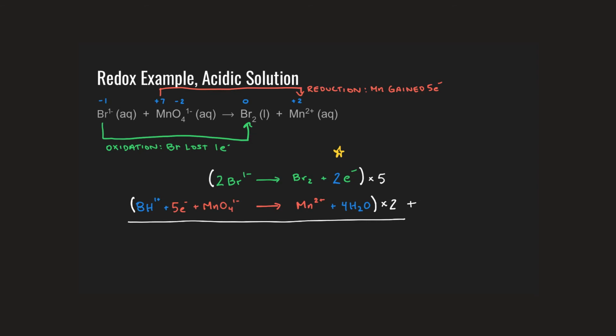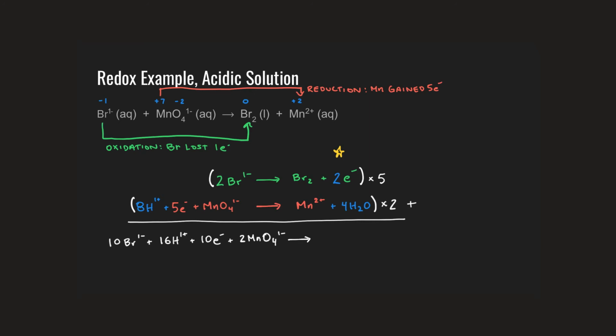So, starting off, multiplying out here from my oxidation step, I have 5 times 2 bromides, which gives me a total of 10 Br negative ions. Plus, from my reduction half step, I have 2 times 8 hydrogen ions, which gives me 16 H positive ions, plus 2 times the 5 electrons, which is 10 electrons, plus 2 MnO4 negative permanganate ions. So that's all the stuff, both in the oxidation and reduction steps, on the reactant side of my equations.